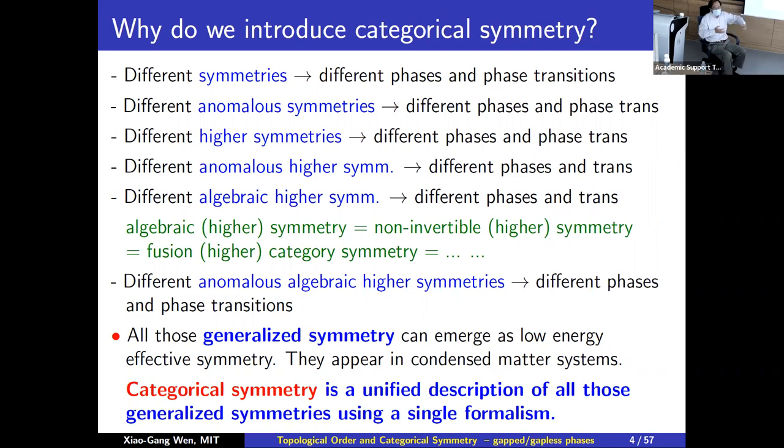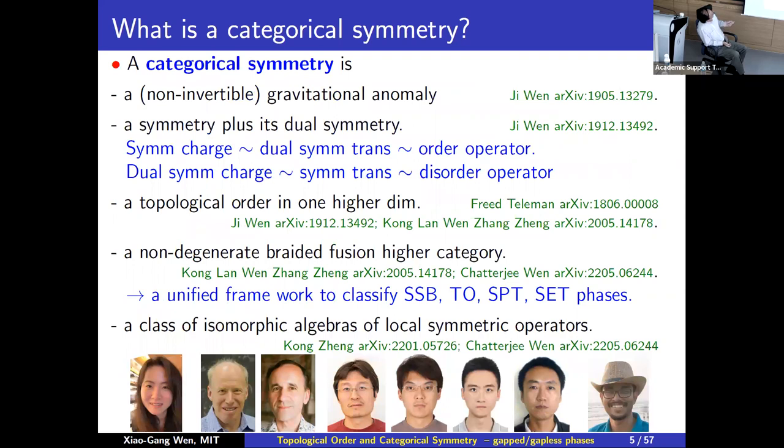So all those constraining dynamics can be viewed from this point of view. It's just unifying all those symmetries in a single framework. Then what is categorical symmetry? I already mentioned a little bit: the symmetry and the anomaly are related.